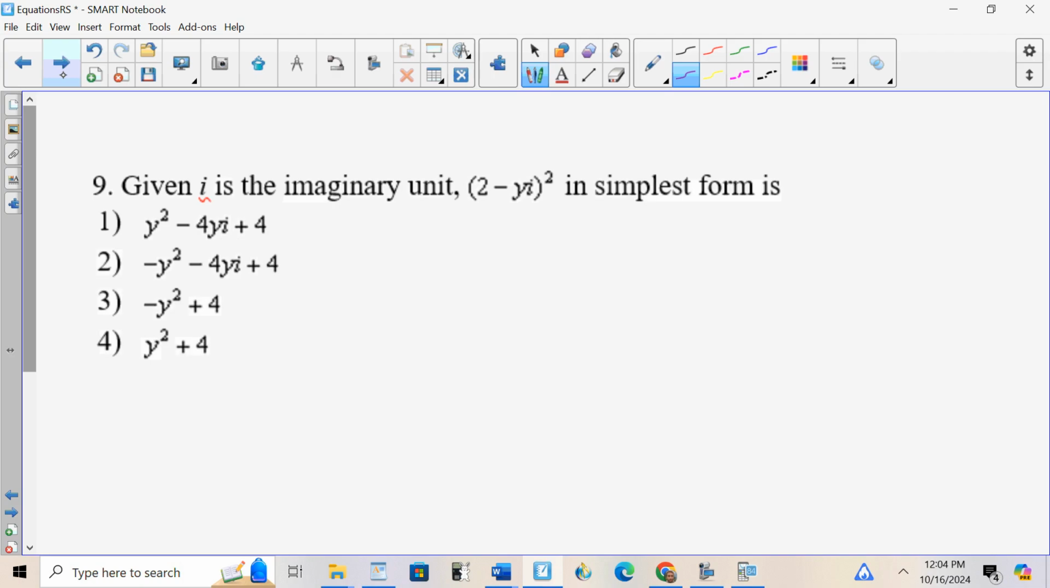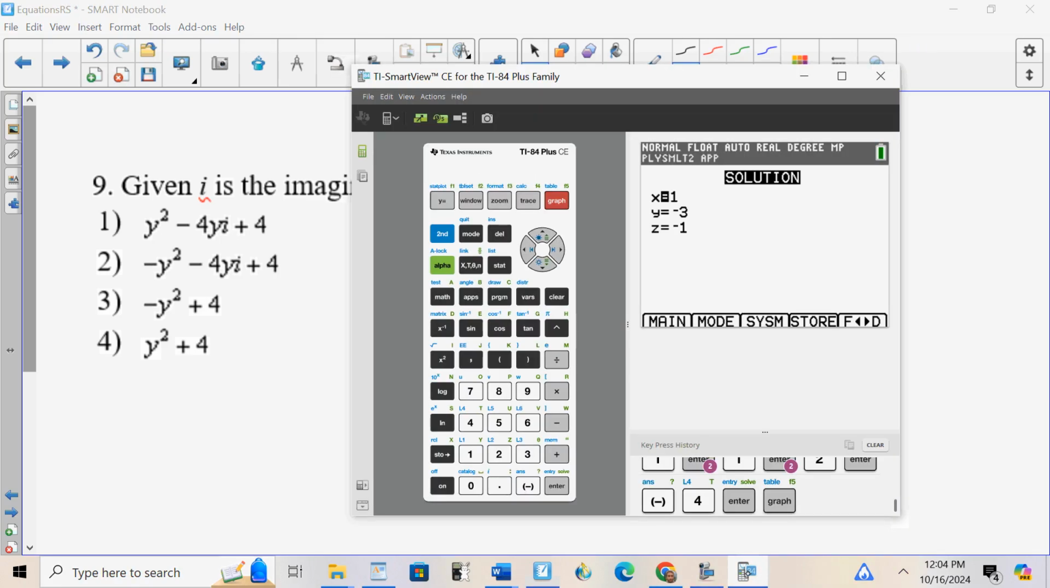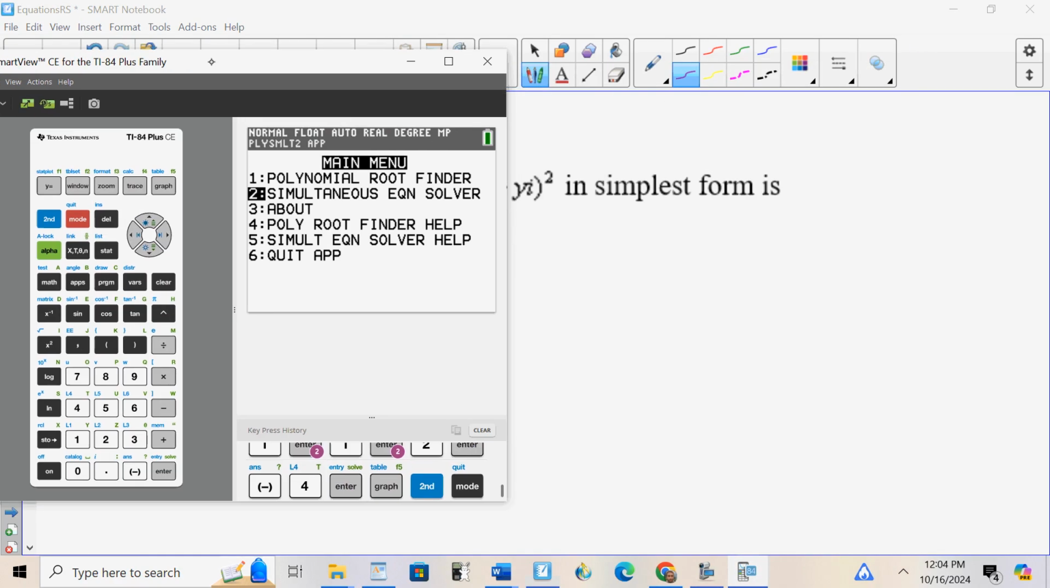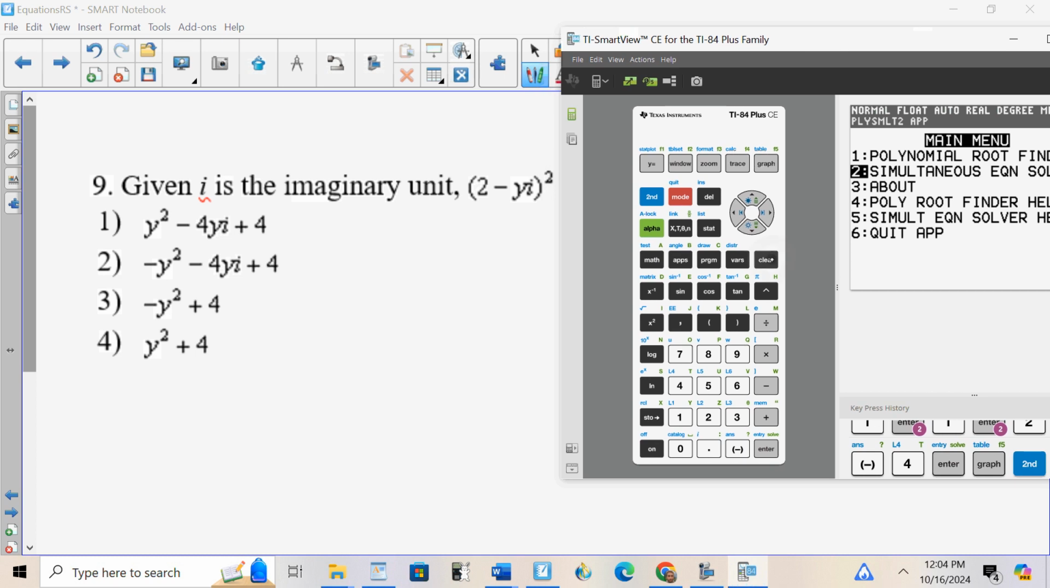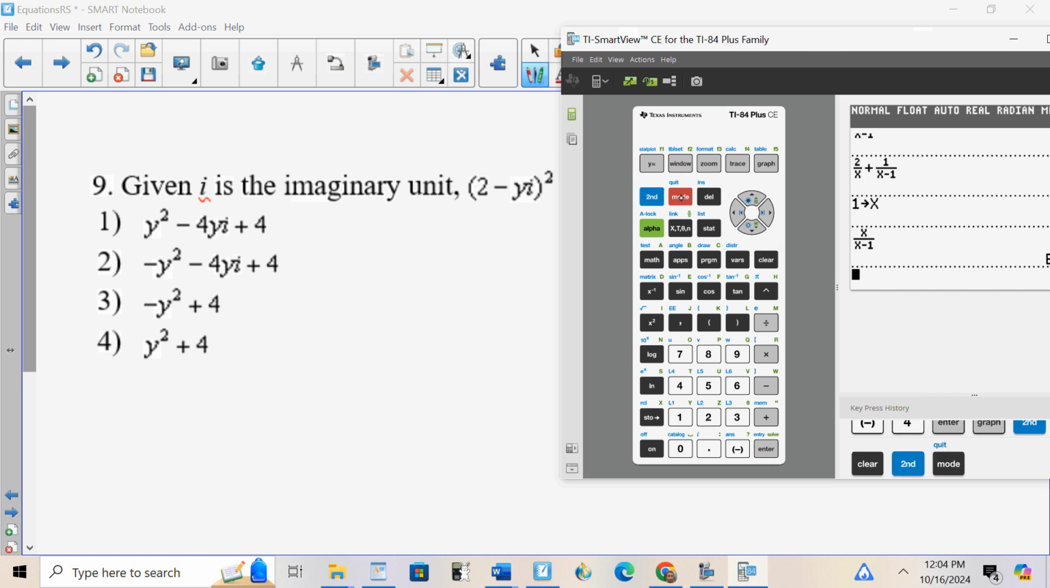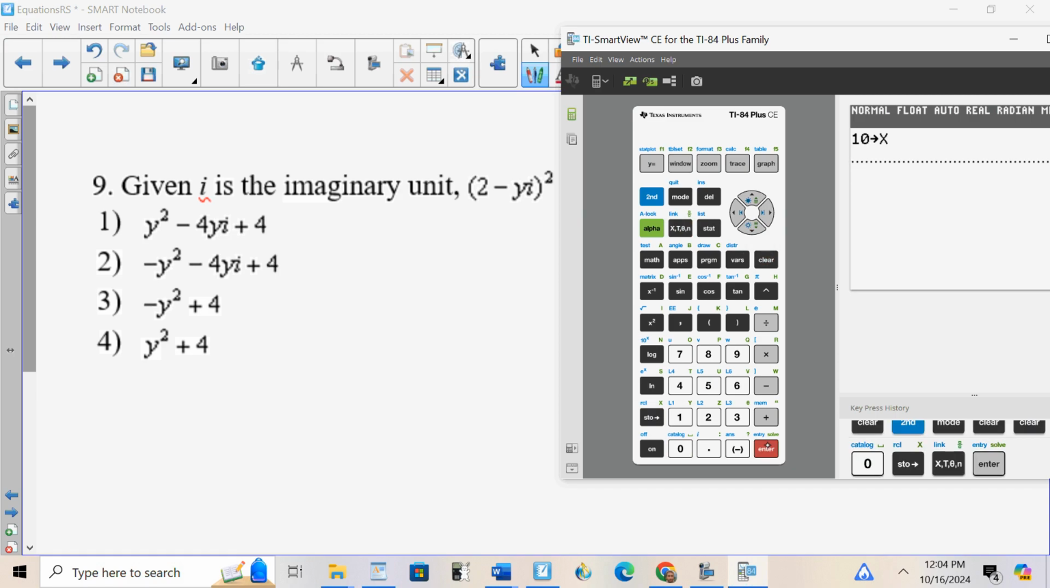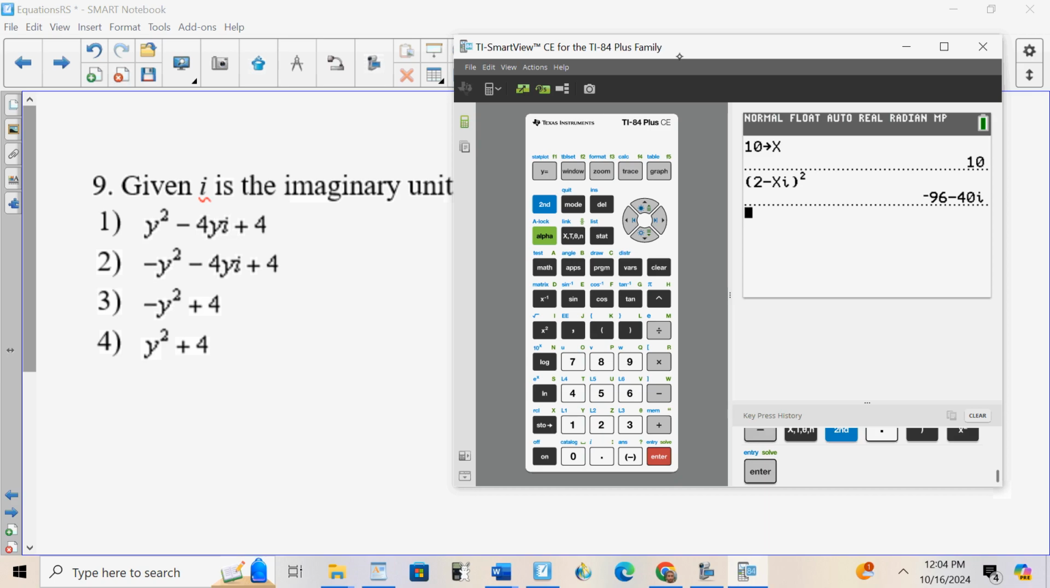Operations with complex numbers. If it's multiple choice, just use multiple choice strategy. We want to store our values for x and y. In this case, just x, because there's only one variable. I've got 10 store as x. Since I was messing around with other things I was storing before, let's go back to 10. I've got 2 minus xi to type in, I, second decimal point, squared, enter. Negative 96 minus 40i.